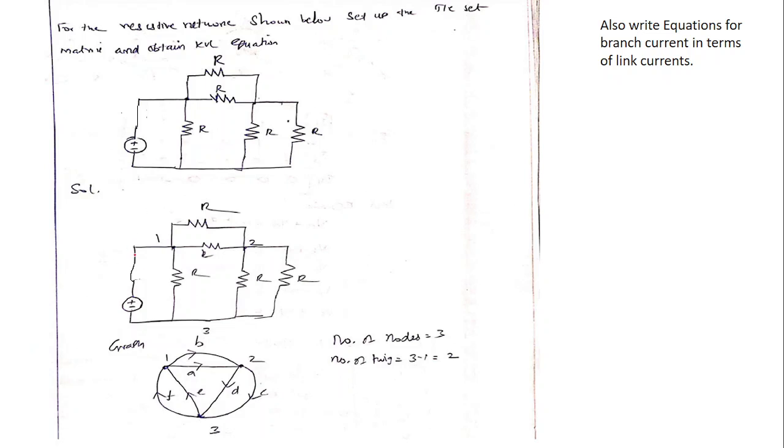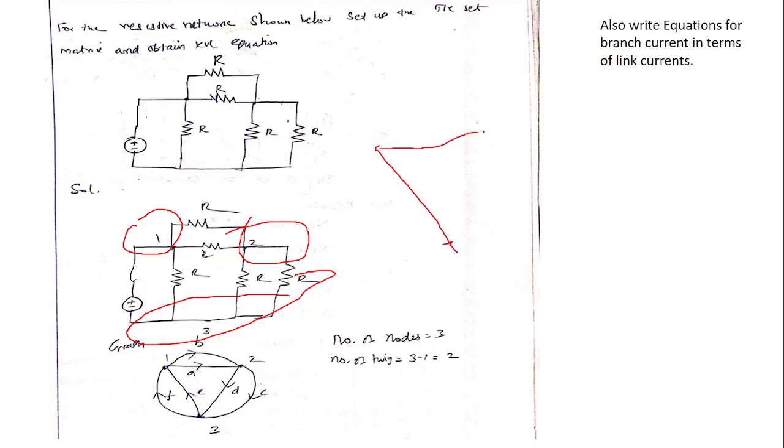So what I'll do is consider the nodes. Place the nodes first. We have totally three nodes, 1, 2, 3. And for each and every element, I need to replace it with one line segment. Each and every element should be replaced with a line segment. So I'll be getting a graph something like this.